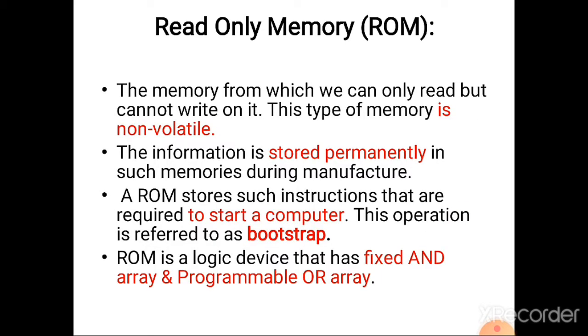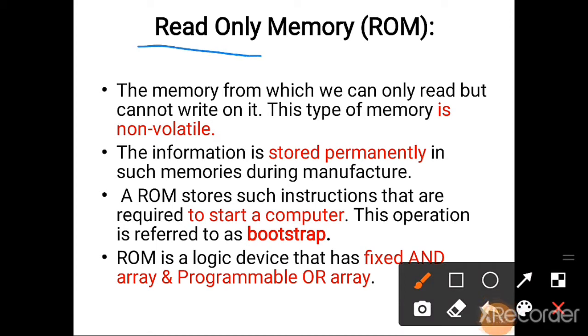The first one is read-only memory, ROM. As the name itself specifies, it can perform only read operations. So we can only read, we cannot write on it. This type of memory is non-volatile. That is, the data contained in that memory cannot be changed or modified. That means the information stored in this memory is permanent, stored during the manufacturing time.